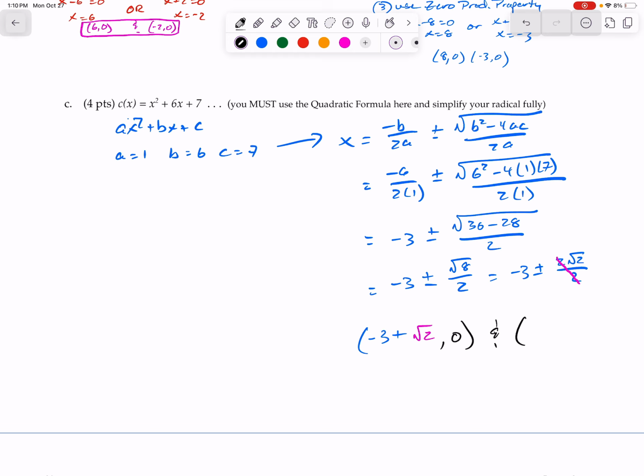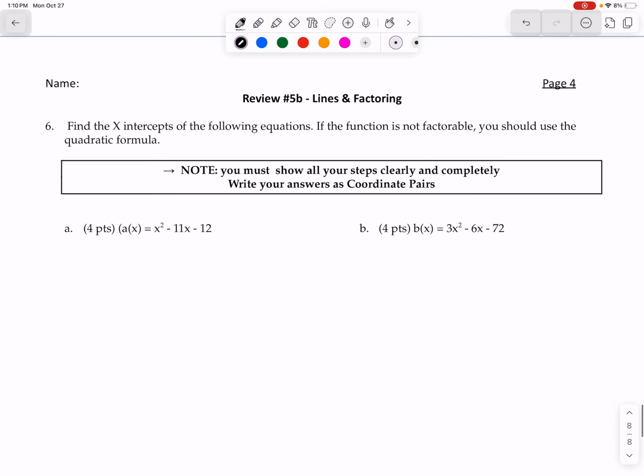And minus 3 minus root 2, comma 0. And that's our answer. On we go. All right, last little bit.